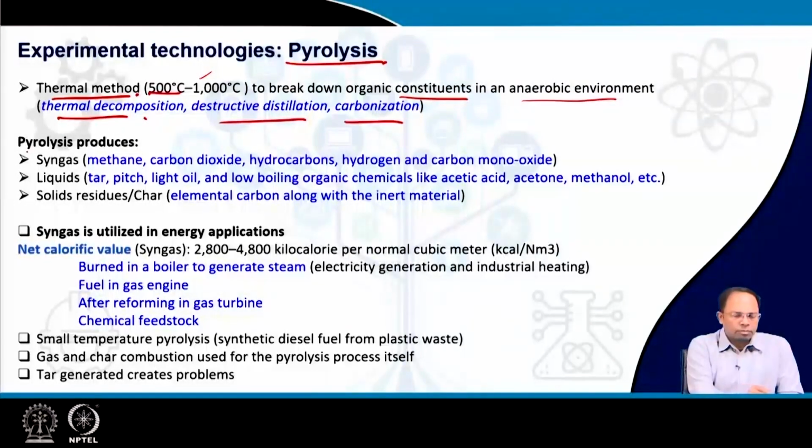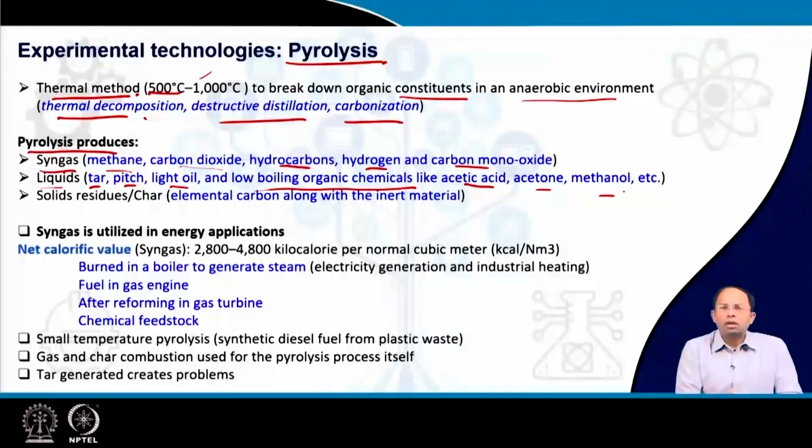The products that come out of pyrolysis are something called syngas, which includes methane, carbon dioxide, hydrocarbons, hydrogen, and carbon monoxide. These are the primary constituents. Some liquids also come out. Usually the syngas condenses, and then the liquids are formed. This includes tar, pitch, light oil, and low boiling organic chemicals like acetic acid, acetone, methanol, and so on. Finally, some solid residues also come out. These are also known as char. This is basically elemental carbon along with some inert materials.